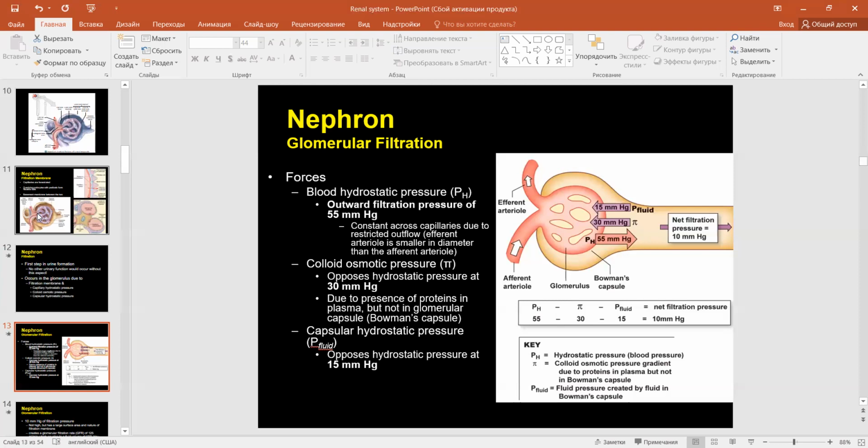And the third force is Bowman's capsule hydrostatic pressure. The pressure exerted by the fluid in this initial part of the tubule is estimated to be 15 millimeters mercury. This pressure, which tends to push fluid out of Bowman's capsule, opposes the filtration of fluid from the glomerulus into Bowman's capsule.